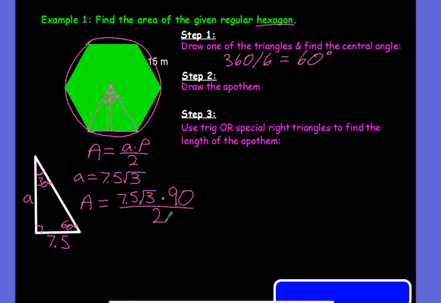Now from here, we're not going to do an exact answer just yet. We're going to go ahead and plug this all in and get a rounded answer in our calculator. So just be careful when you put this in your calculator. I would do it in steps. I'd probably do 7.5 root 3, press enter, then hit times 90, press enter, and then do all that divided by 2, press enter. Okay, so just do that carefully. I'm not a big fan of combining all this in one step unless you're really good with your parentheses and stuff like that.